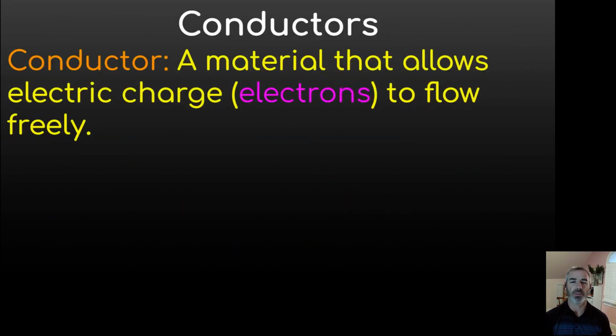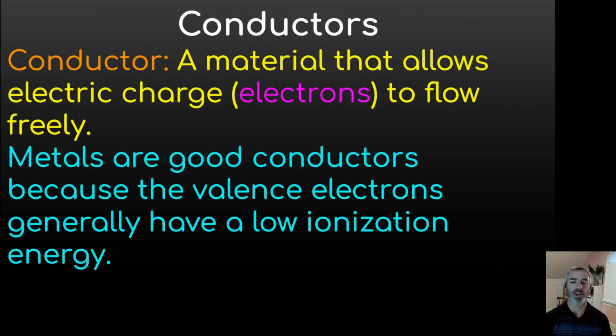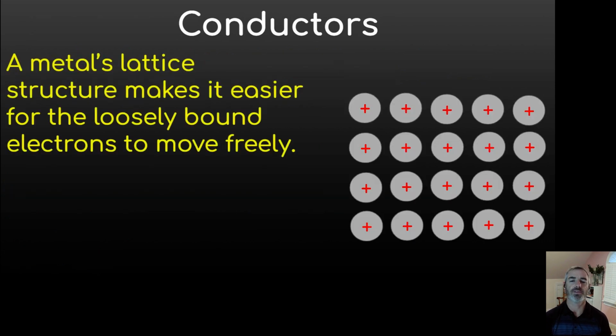Now, a conductor is a material that allows electric charge or electrons to flow freely. And examples of conductors are usually metals. They're very good conductors because the valence electrons generally have a low ionization energy, meaning that they're easily removed from their atom. So the lattice structure makes it easy for the loosely bound electrons to move freely. So we can see that a lattice structure just means that all the nuclei are in a line, and it makes it easy for electrons to move.